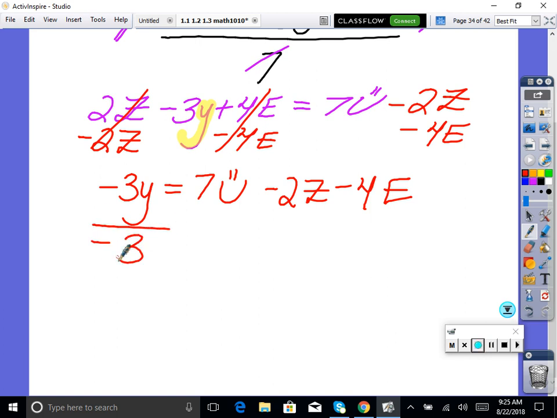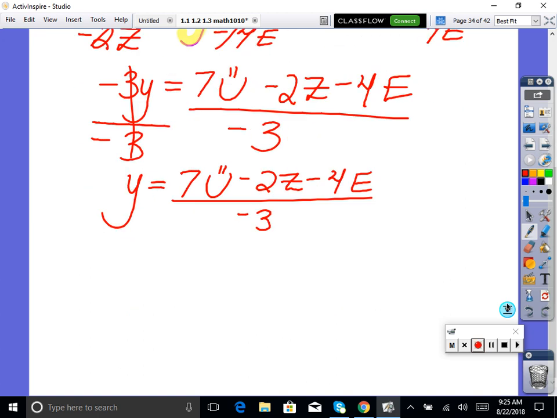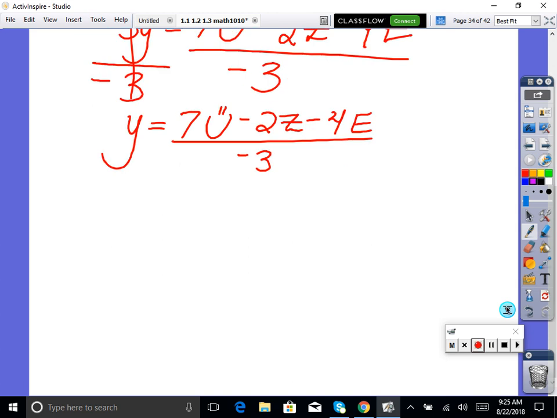You guys divide by negative 3, right? That's what undoes multiplication. So y is equal to 7 smiley minus 2z's minus 4e's, and then that's all over negative 3. Now I'm going to point something out. Your answer sheet will never leave a negative on the bottom. A fraction's fine, whatever. But negatives, it's not that it's wrong, they just don't write it like that. It's just considered not simplified.